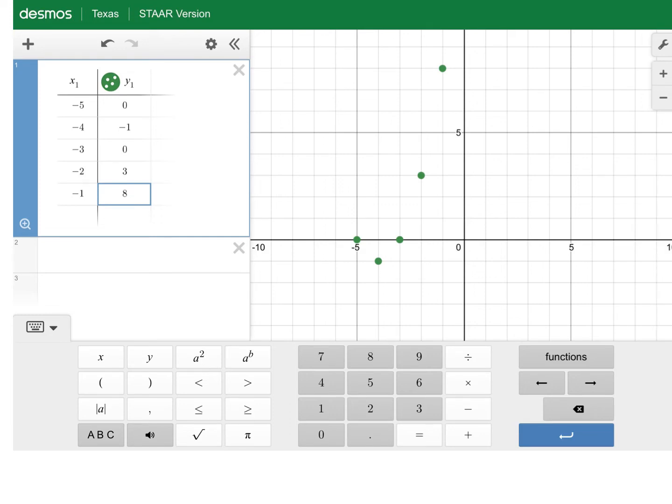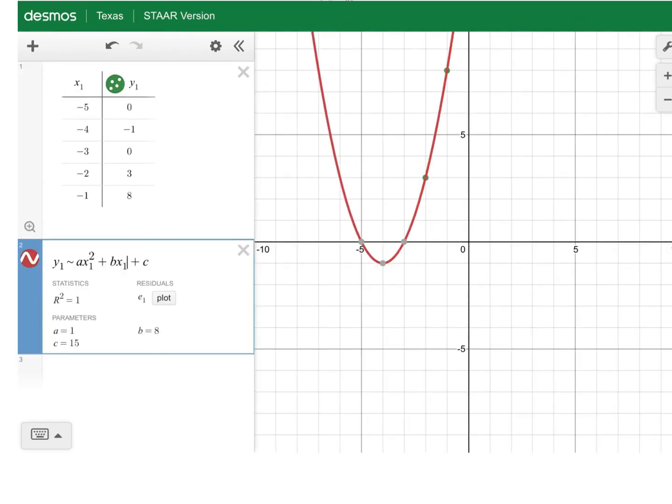Some things to remember is I want you to keep the x1 and y1 there. And as you're creating the table, you will actually see some dots from the coordinates appear. After your table is created, you are going to type in the regression. So that is this y1 with the tilde, x1 squared plus bx1 plus c. Please, please, please remember to always put those ones after the x's and y's. That's what tells Desmos to use this graph, the x1, y1 table.